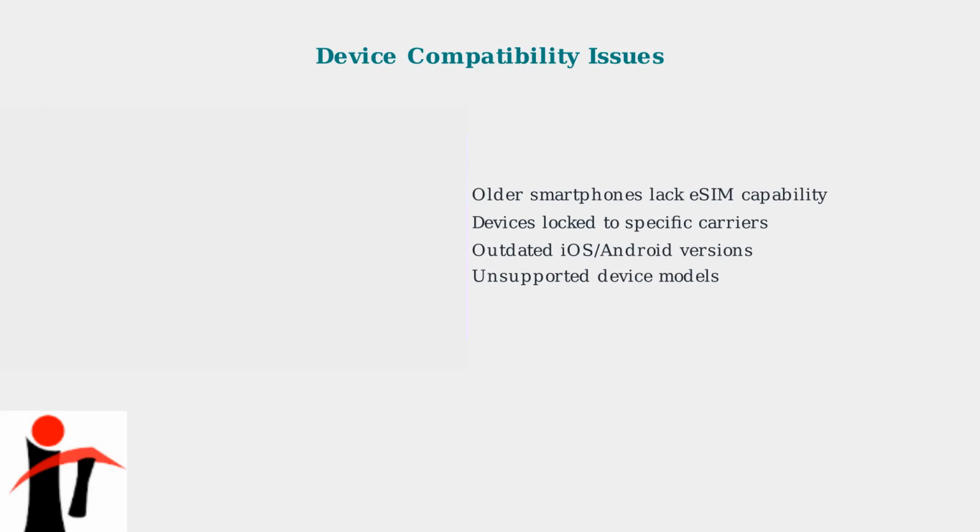The first major category is device compatibility issues. Older smartphones may lack eSIM capability entirely, and devices locked to specific carriers can prevent activation. Additionally, outdated operating system versions may not support the latest eSIM protocols.